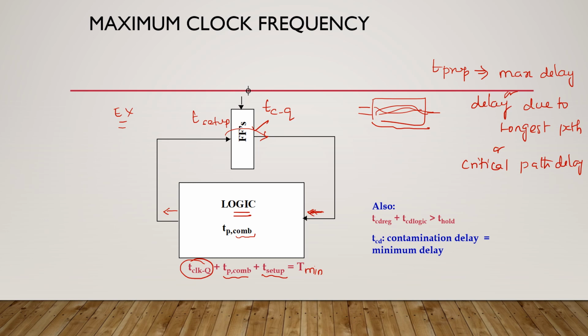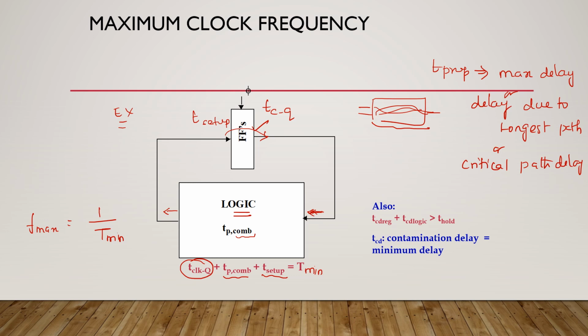What is the maximum speed? Maximum speed is 1 by T minimum, right? This is the minimum time required, which means maximum frequency. The time period can be increased, but for maximum speed it should be minimum. If you increase the time, the frequency will definitely be reduced. So we attain the maximum frequency when the time is minimum.